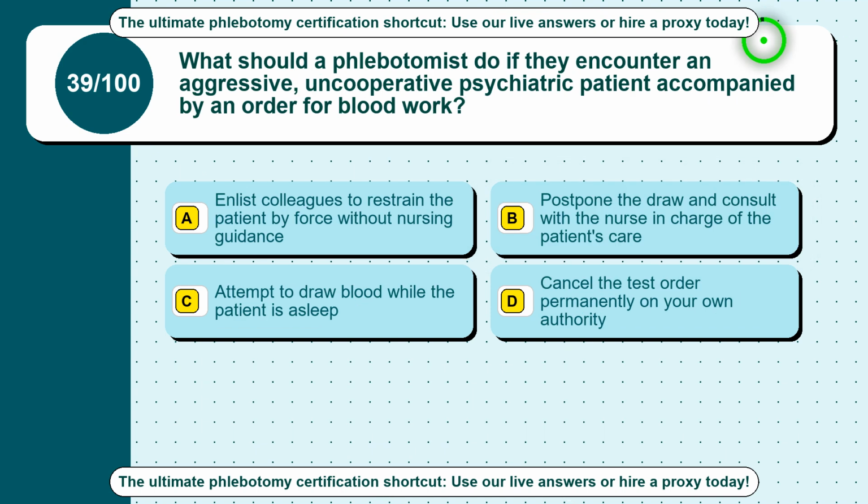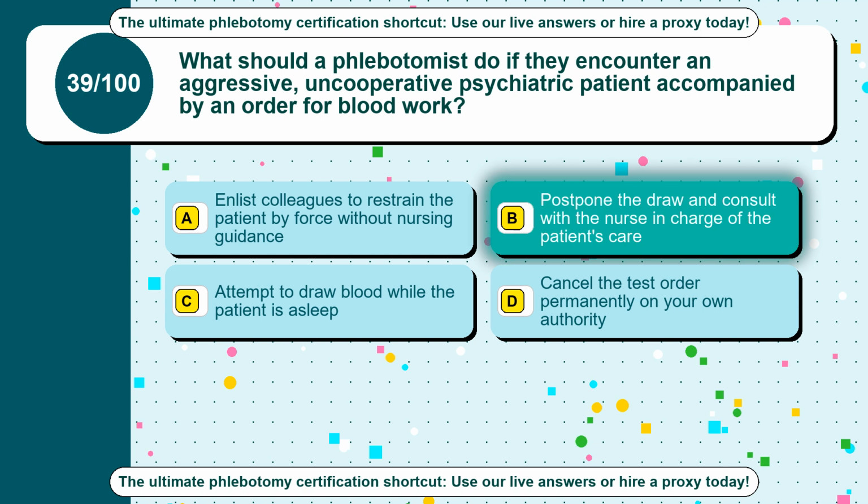Question 39. What should a phlebotomist do if they encounter an aggressive, uncooperative psychiatric patient accompanied by an order for blood work? Option A, enlist colleagues to restrain the patient by force without nursing guidance. Option B, postpone the draw and consult with the nurse in charge of the patient's care. Option C, attempt to draw blood while the patient is asleep. Option D, cancel the test order permanently on your own authority.